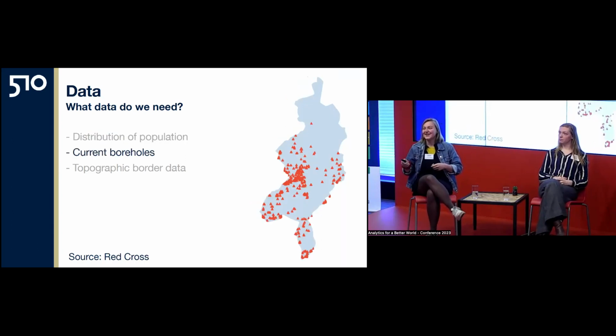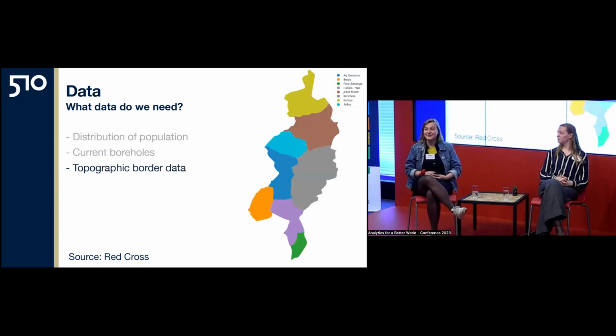Moving on. The next data you need is where the current boreholes are, and this data we got from the Red Cross. As you can see here, they are very much centered around the middle of the country, but we will get into some challenges with this data later. The last data you need is the topographic data. As we just talked about, we want localities to all have at least 50% coverage, so you do need to know where the localities are.